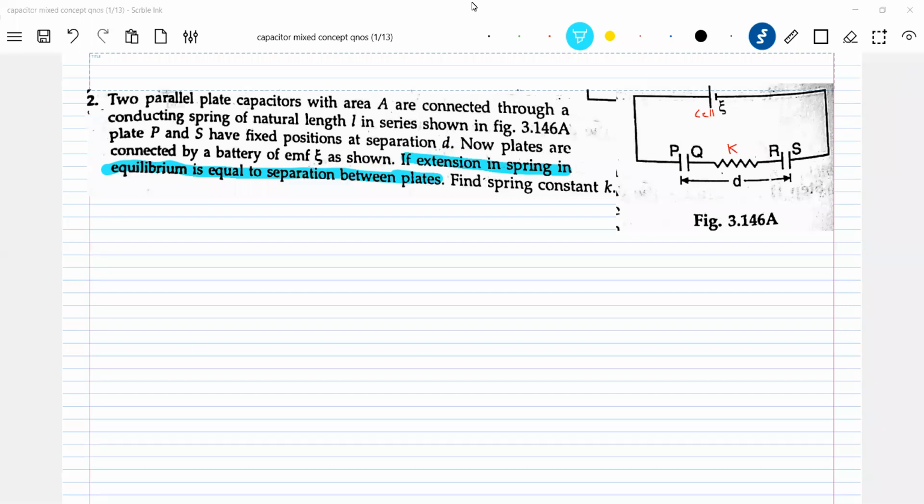Initially, what is the length of the spring? The natural length is L, with the capacitors in series. Initially it's at natural length. I'll switch on the cell and charge will get deposited, so initially you can say the switch is open, or the cell is switched off. The natural length of the spring is L. So let's have one small diagram.